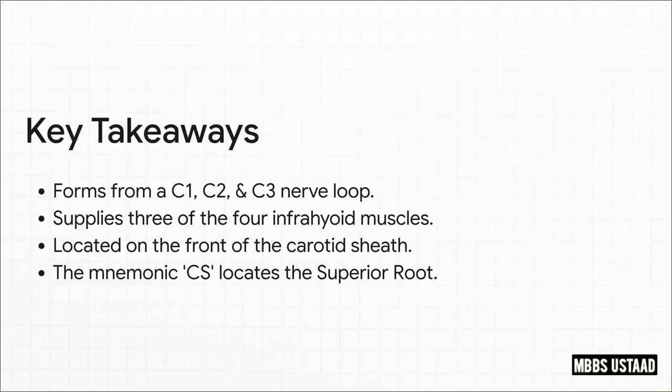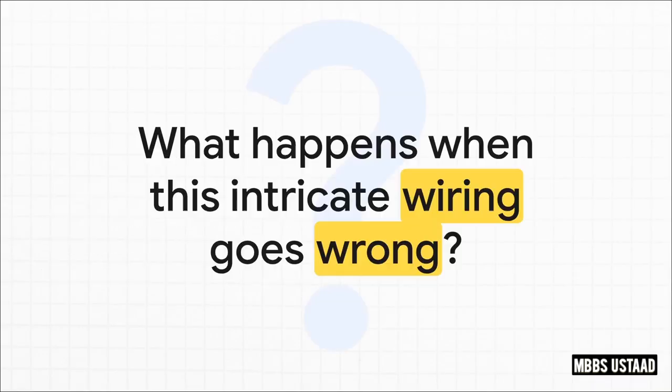So let's just do a quick recap. What are the absolute key takeaways? First, the Ansa cervicalis is a nerve loop from C1, C2, and C3. Its job is to supply 3 of the 4 infrahyoid muscles. Remember, the thyrohyoid is that key exception. You can find it on the front wall of the carotid sheath. And whatever you do, don't forget that great mnemonic, CS, to place the superior root right in front of the common carotid artery. So, we've just traced the elegant anatomy of this hidden little command center in your neck.